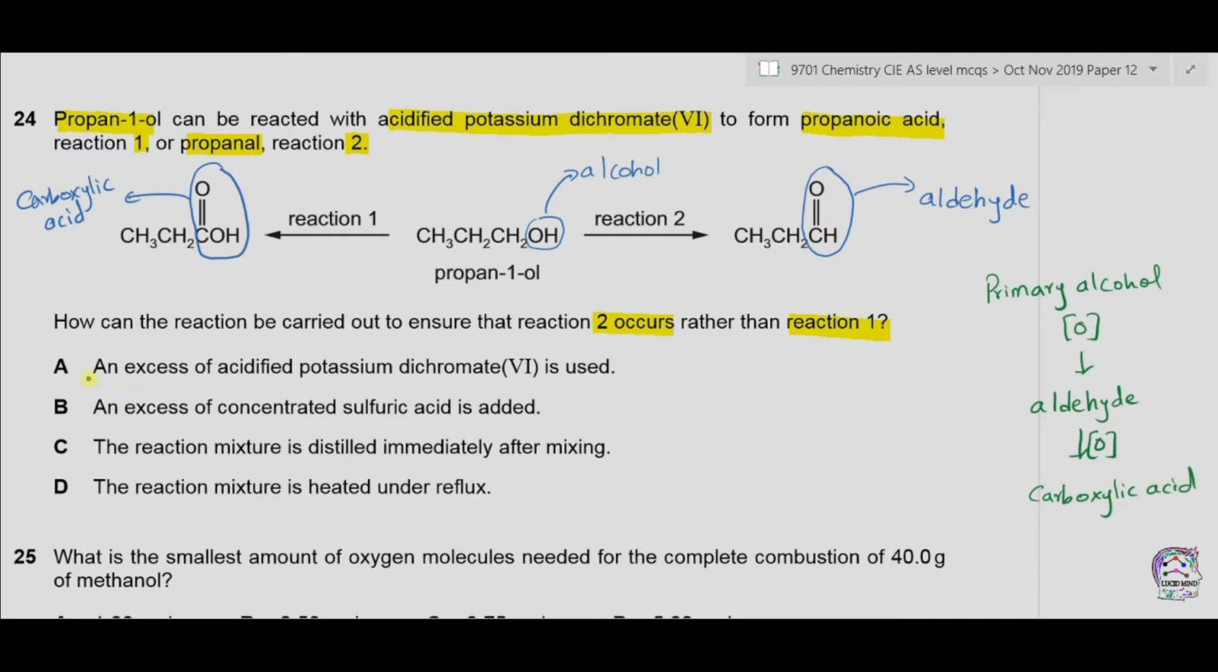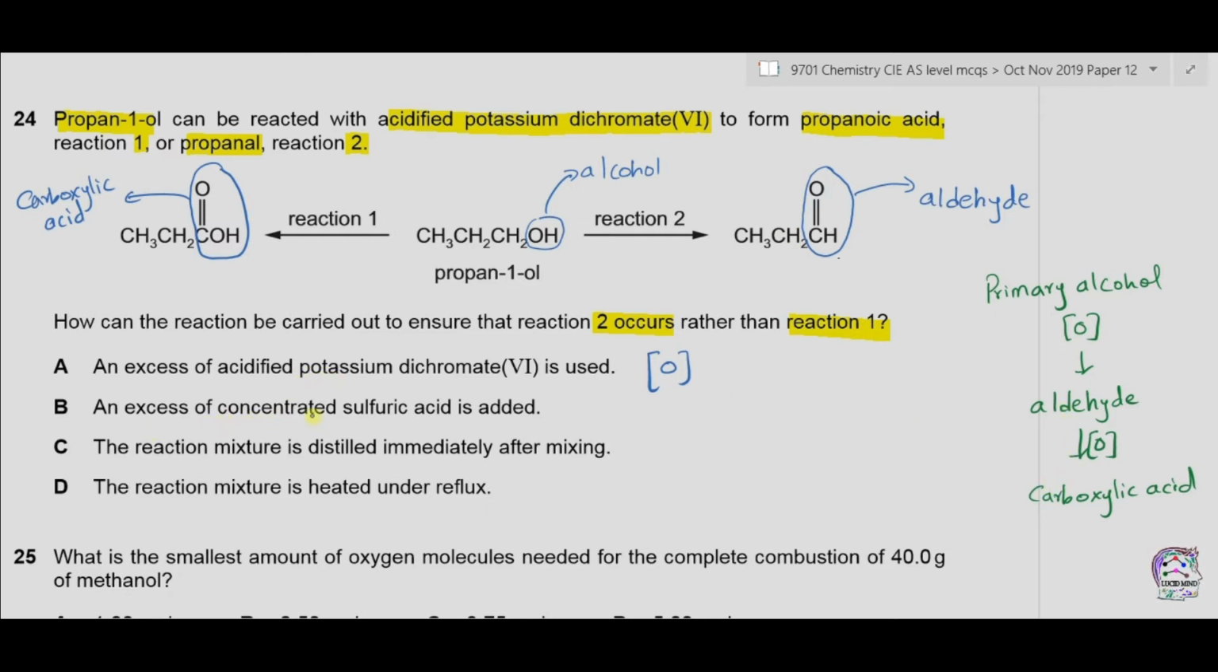Let's move towards the options. A. An excess of acidified potassium dichromate(VI) is used. As it is an oxidizing agent, it will oxidize alcohol to aldehyde and aldehyde to carboxylic acid. In the question it says, how can we ensure that only reaction 2 occurs rather than reaction 1? So we have to stop the oxidation at aldehyde and further oxidation should not occur.